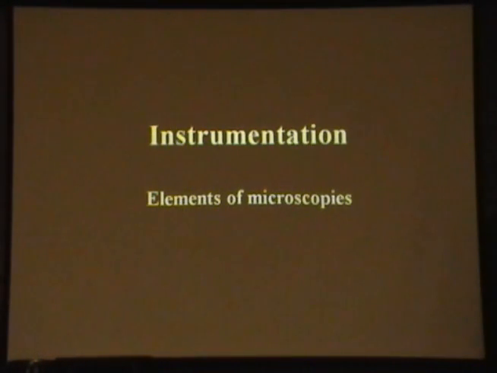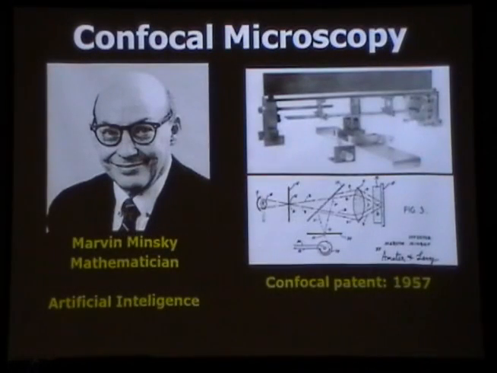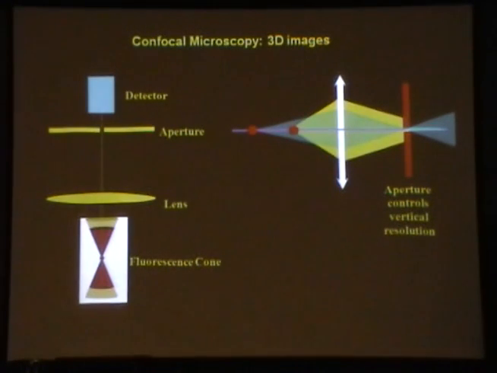So let's come now to a little bit of discussion of the instrumentation. First was confocal microscopy. The patent belongs to Marvin Minsky, the father of artificial intelligence. The patent is from before the laser. He actually did demonstrate it. His idea was to improve the axial resolution of the microscope.